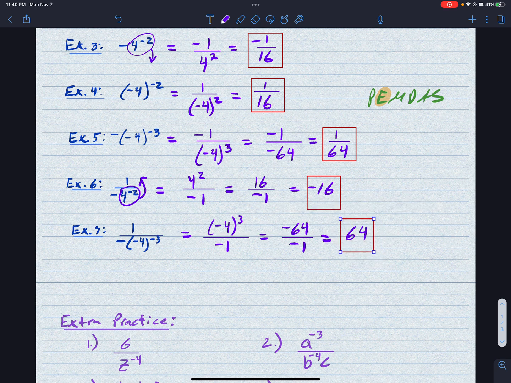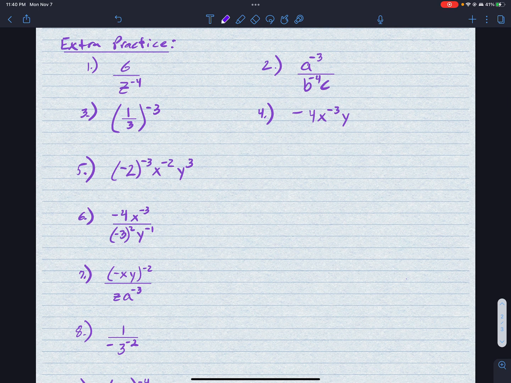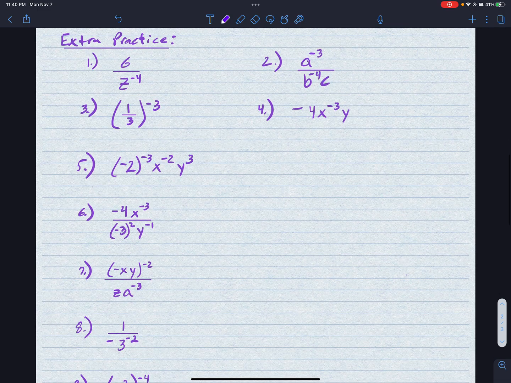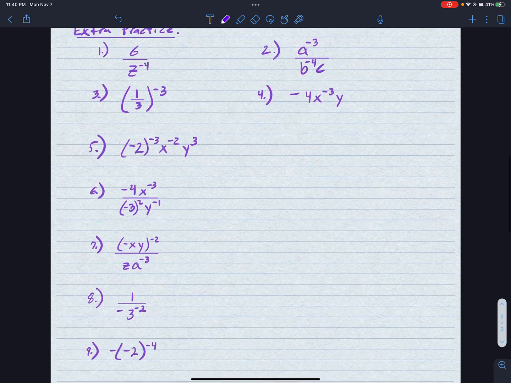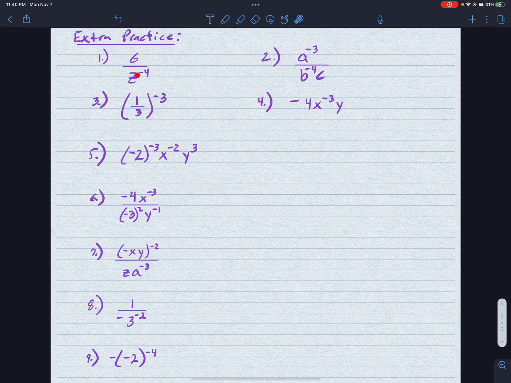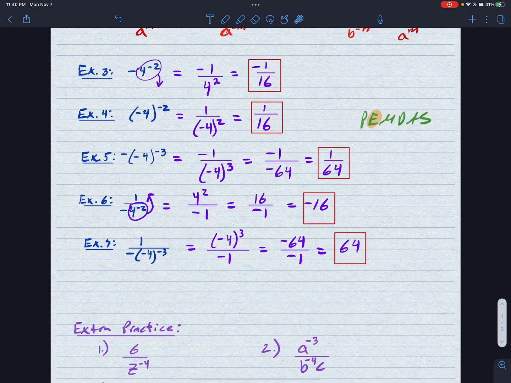All right, hopefully that makes sense. I've got a whole bunch more practice problems down here. I'm going to save that for one final video. I strongly recommend you watch the video on these extra practice problems so that you can see how we work these things in a more complicated setting when we've got variables involved. Notice there's a bunch of variables in these. There were no variables in examples 3 through 7.